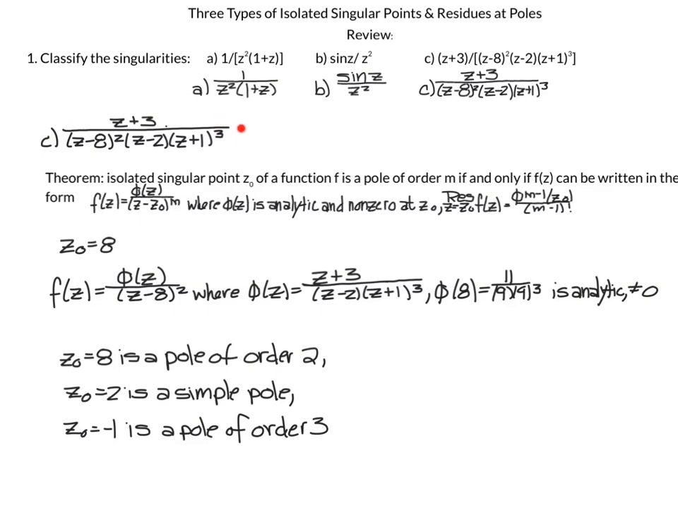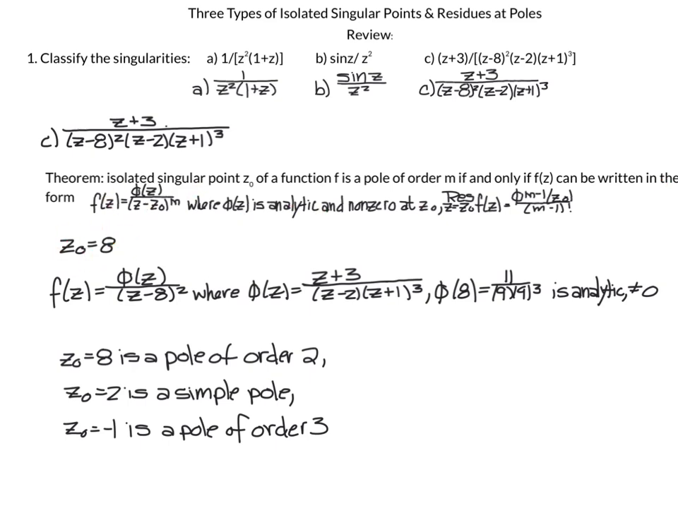For part C here, remember we only have to classify the singularity. It did not ask us to write the residue. But here we have a bunch of poles, 3 poles, singularities at z equals 8, z equals 2, and z equals negative 1. And I use this theorem for the poles that says the isolated singular point of a function is a pole of order m if and only if f of z can be written in this form where phi of z is analytic and non-zero.